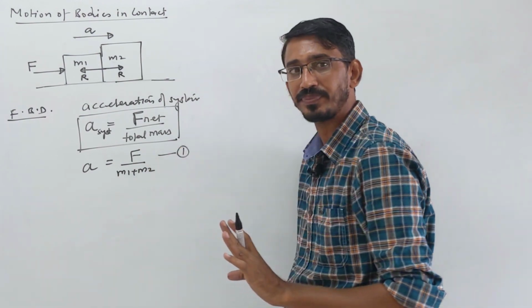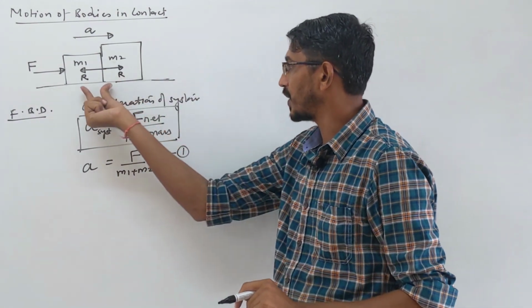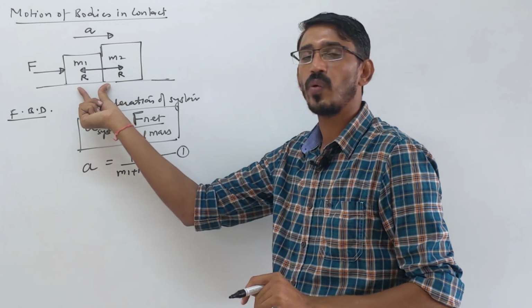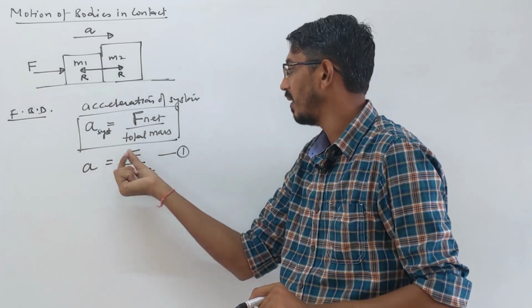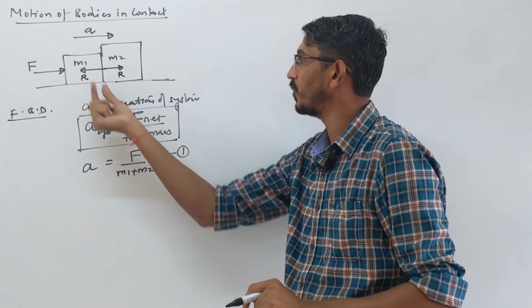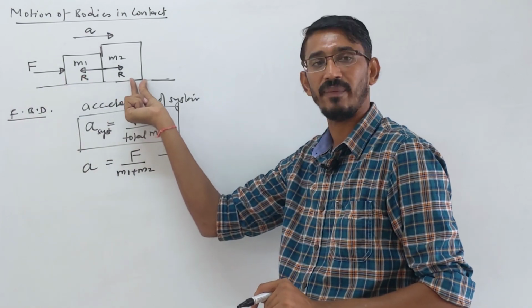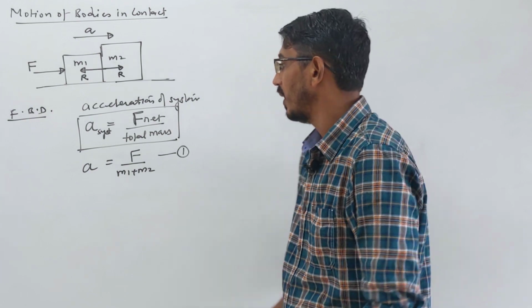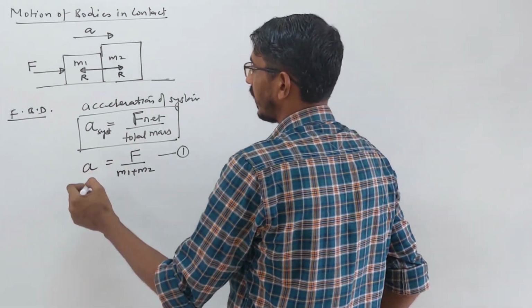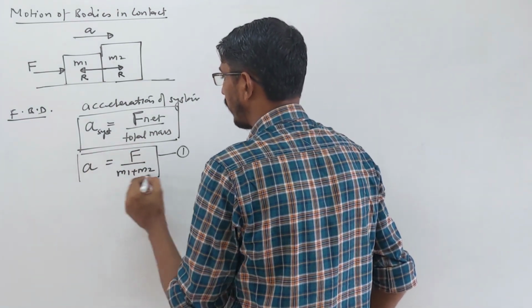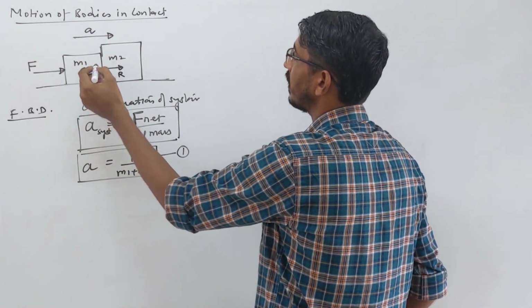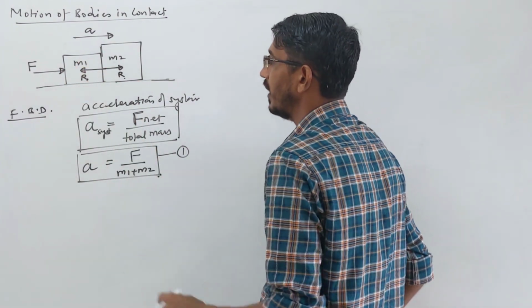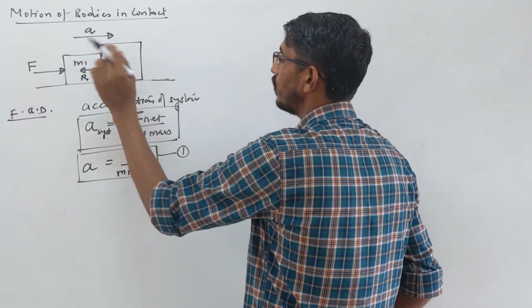If suppose friction is given, then friction is always an opposing force. You have to subtract the friction force, F1 due to this body and F2 due to that body. That we will see in the friction topic separately. This is the acceleration of the system, done. Now we have to write the FBD to find, suppose the question is this, the contact reaction. This R we have to find, the reaction between these two bodies.